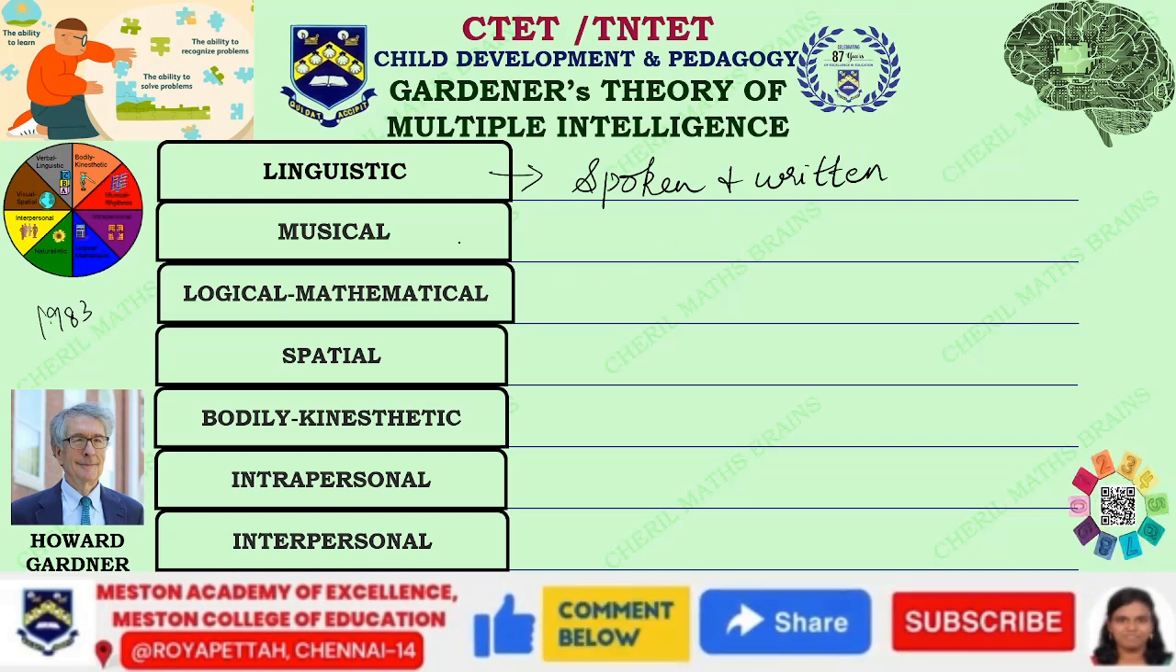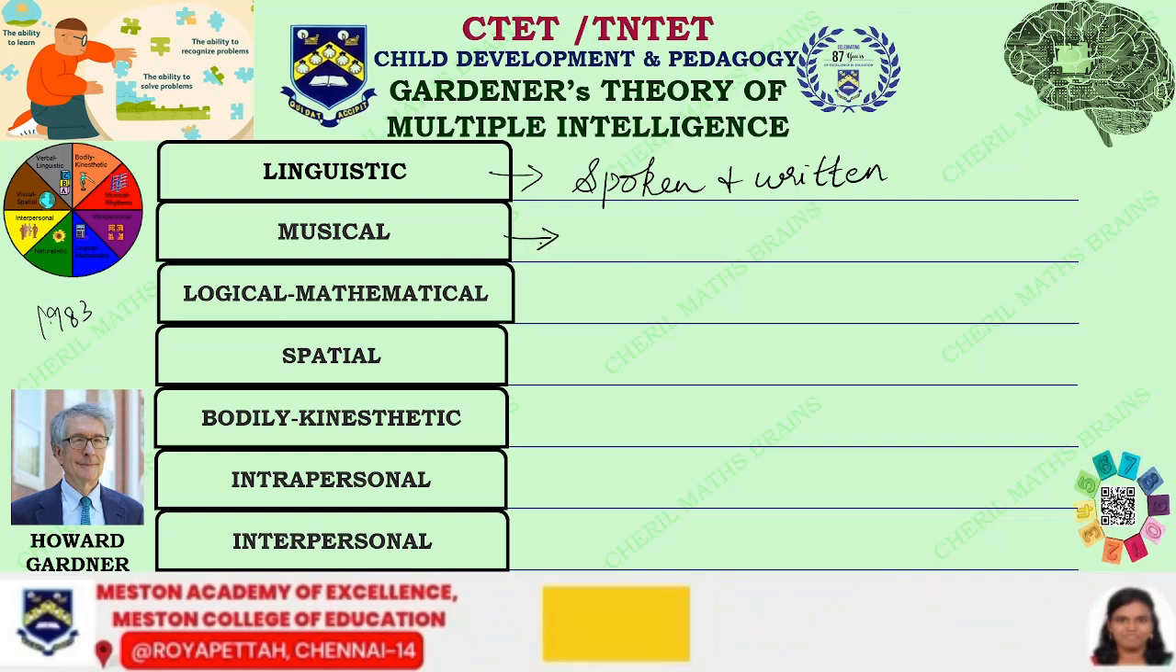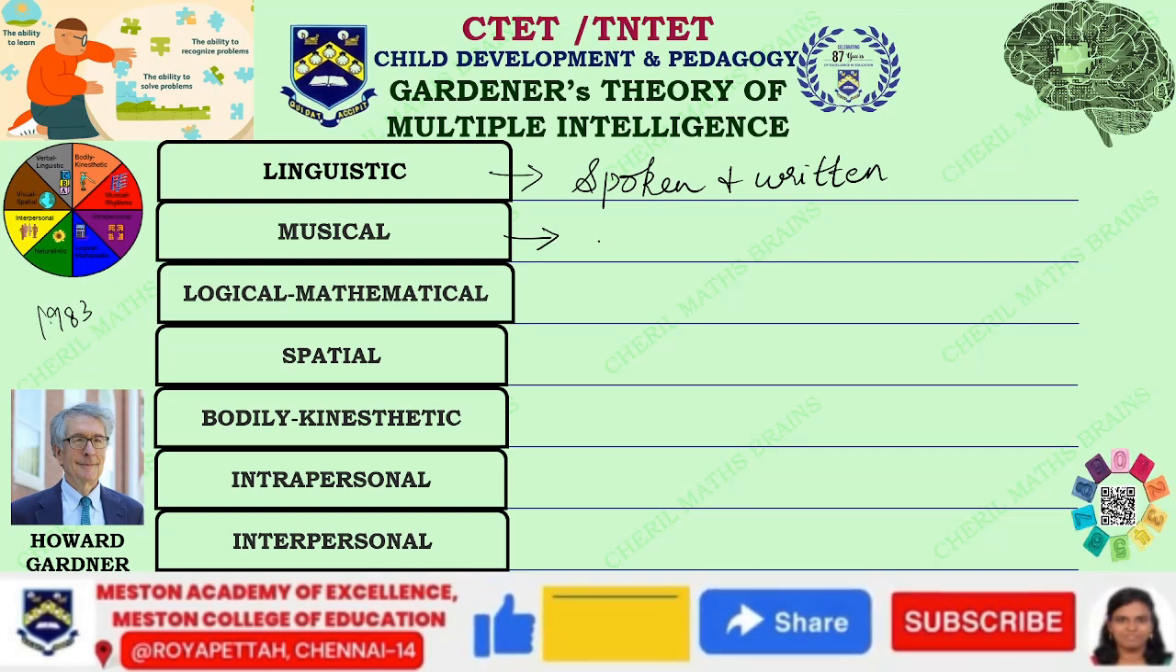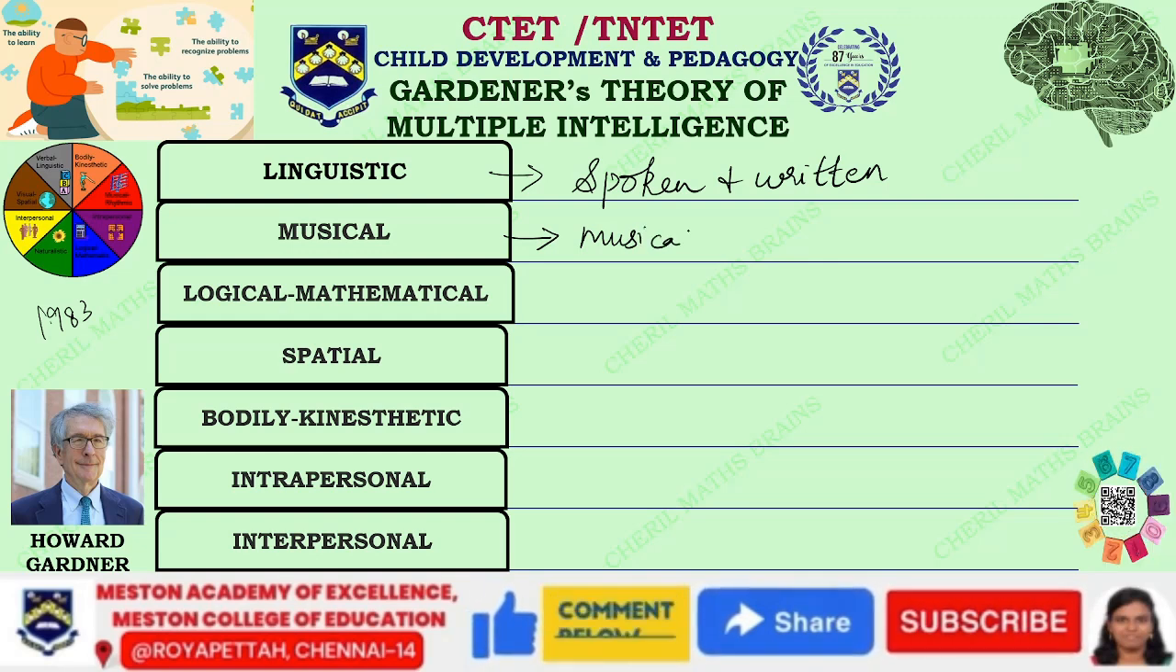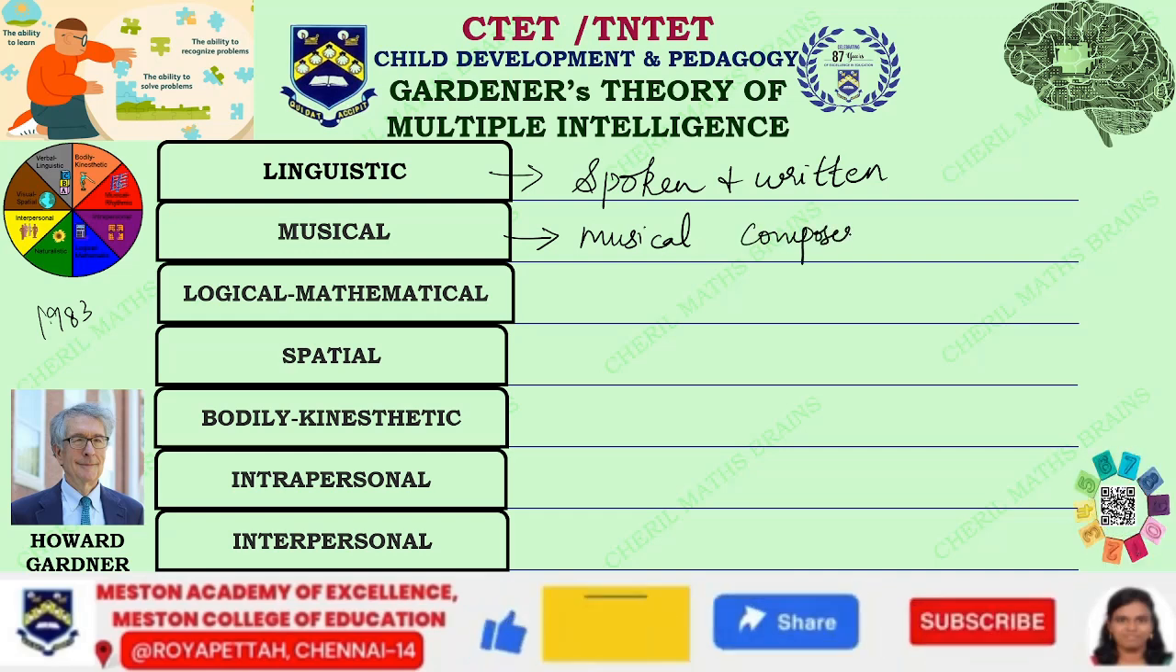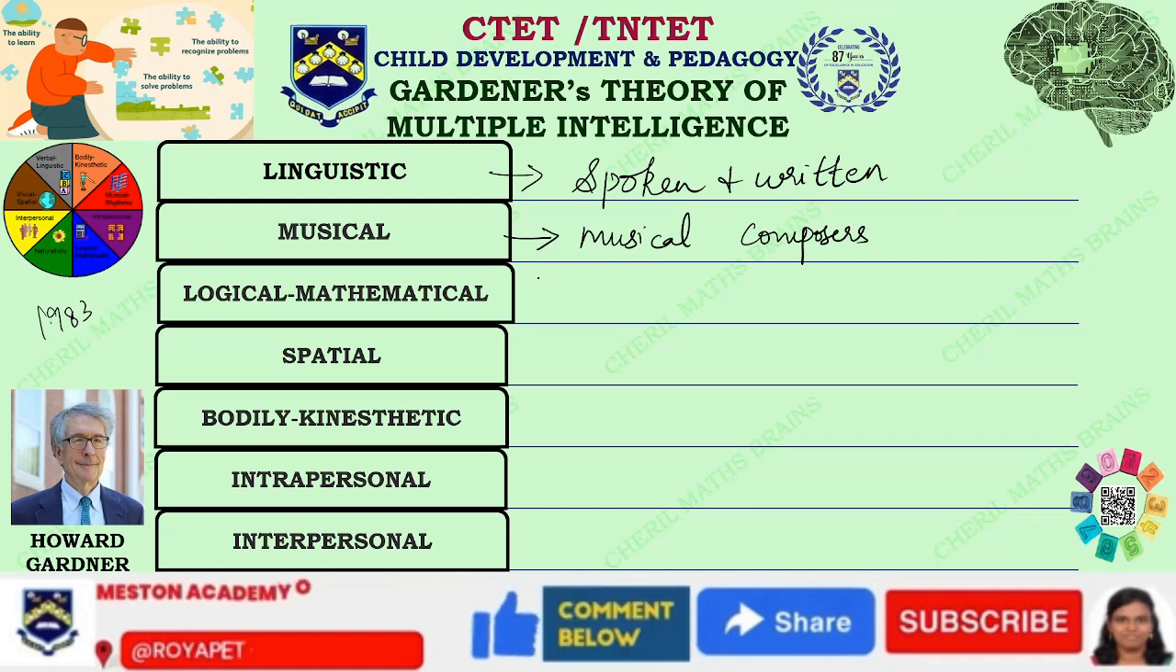The next one is going to be musical. Musical deals with the composition and the performance of musical patterns. So this is how a person has intelligence in abundance related to music. Who have these? Musicians and composers. These people have musical intelligence in abundance.